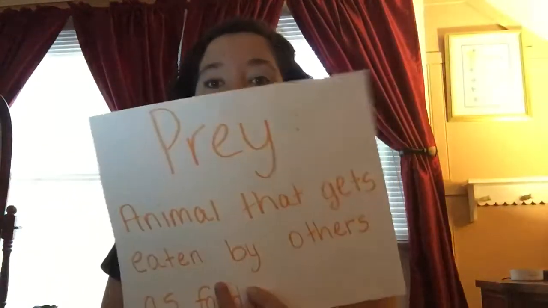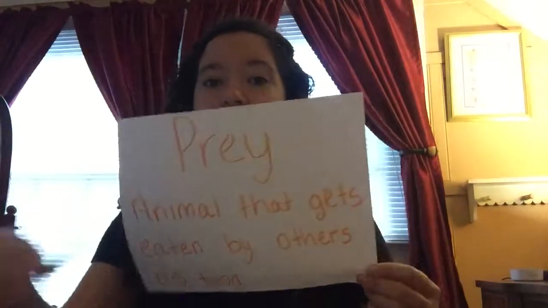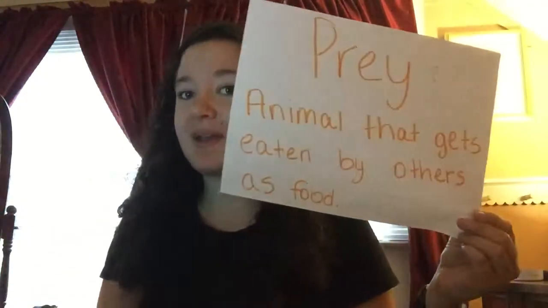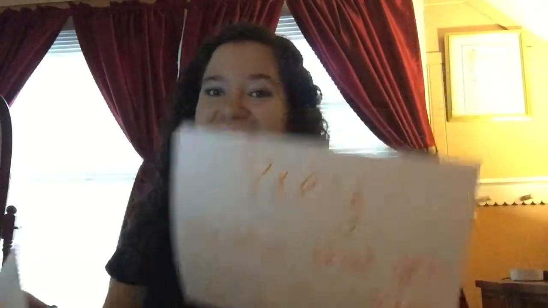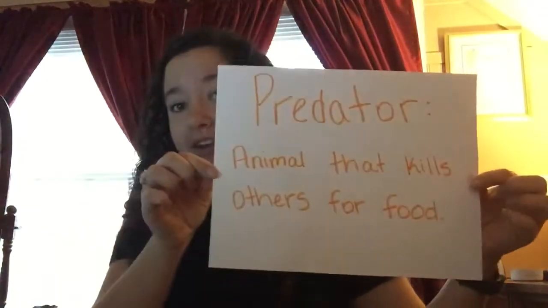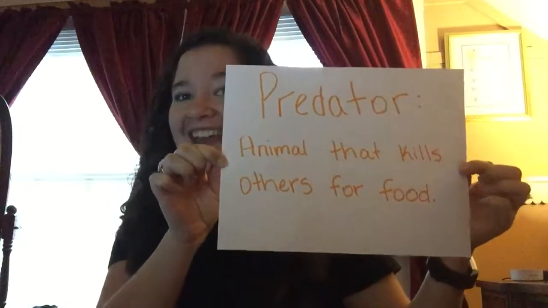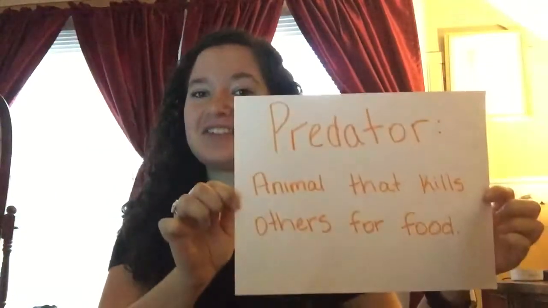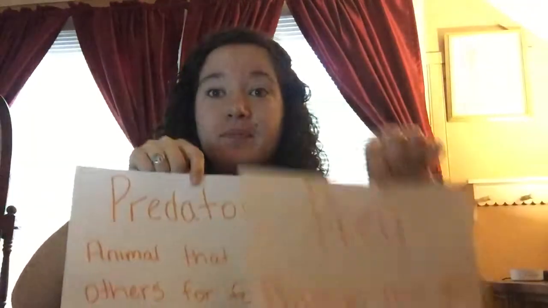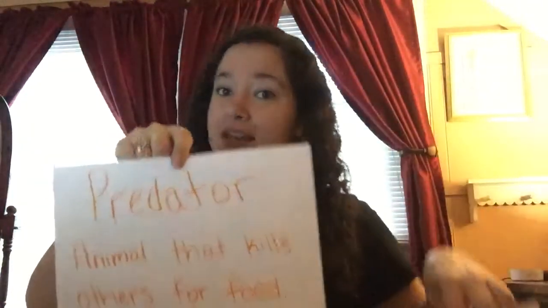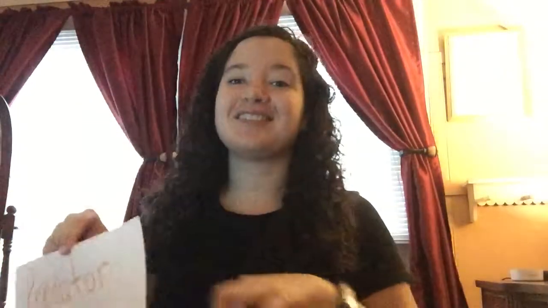Yes, the shark was the predator. Good job. Okay, so let's read our definitions one more time. Are you ready? Okay. Prey means an animal that gets eaten by others as food. Good job. And predator is an animal that kills others for food. Good job. So, predators hunt prey and prey gets eaten by predators.